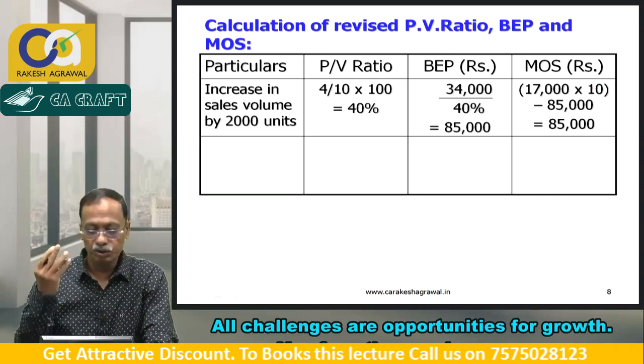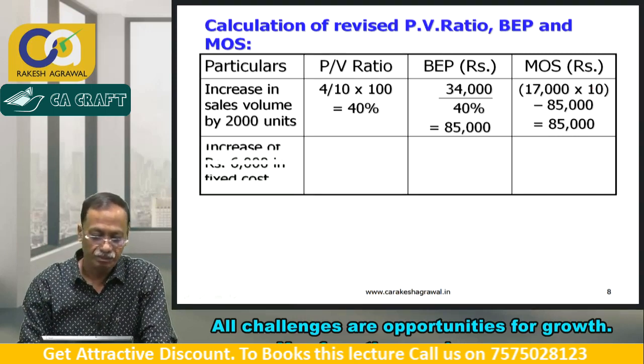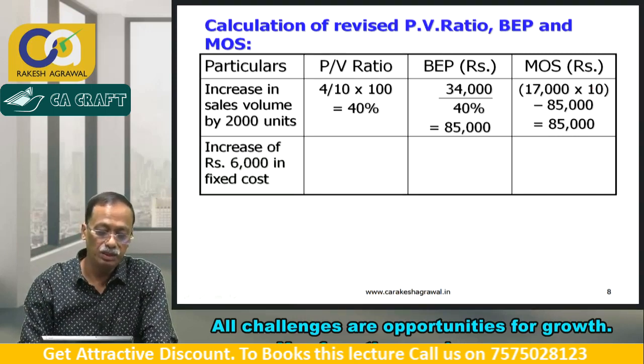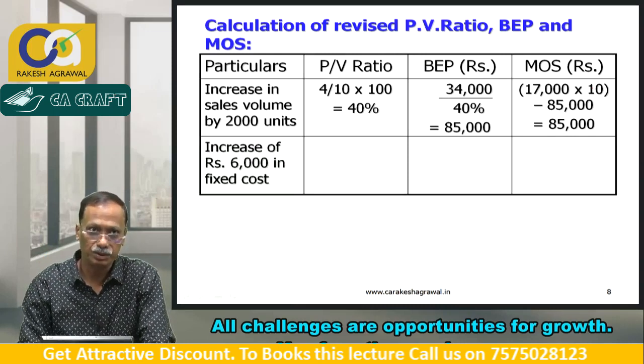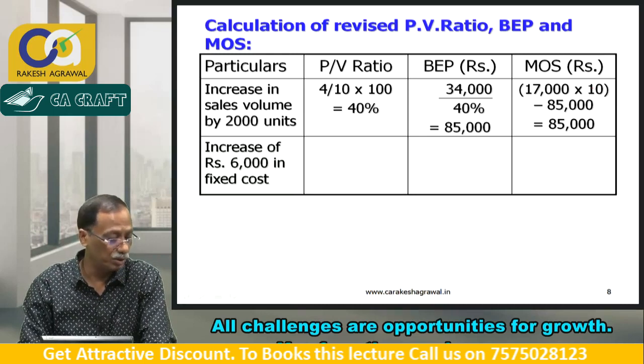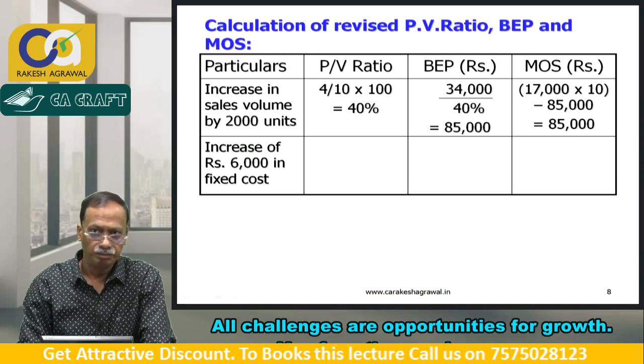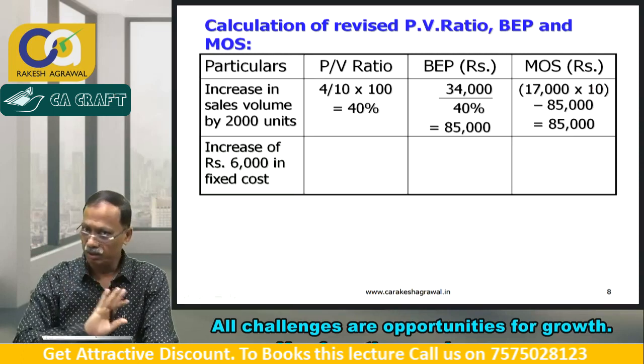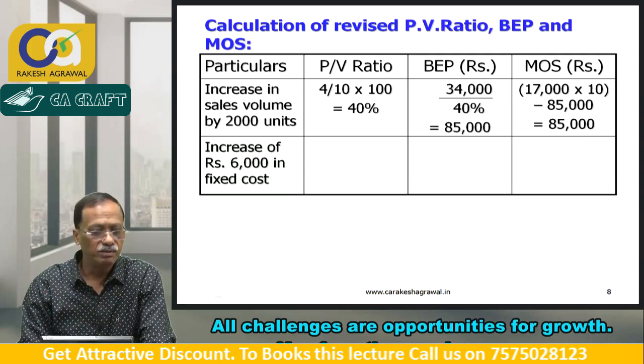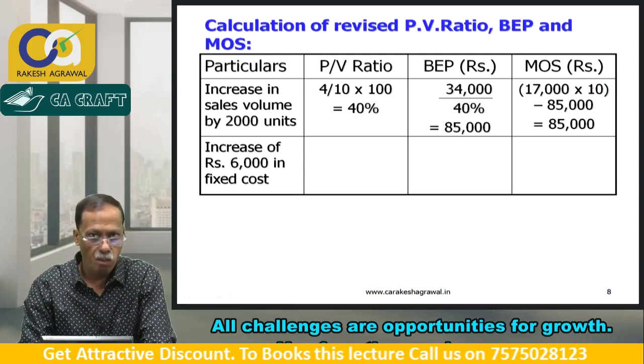And now we go to the fourth situation. Fourth situation is increase of rupees 6,000 in fixed cost. Now only increase fixed cost, rest everything same. If rest everything is same, I think PV ratio will remain the same. So PV ratio will be same, that is 40%.